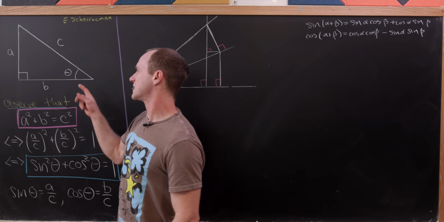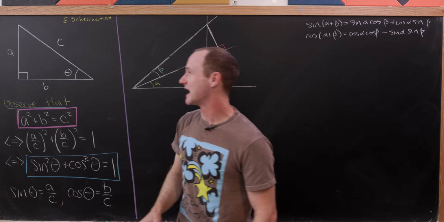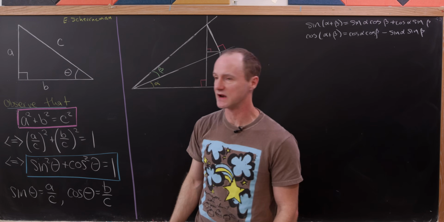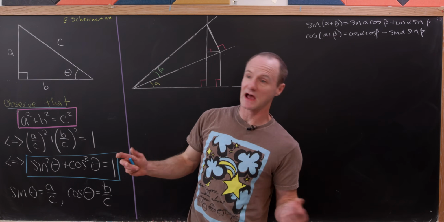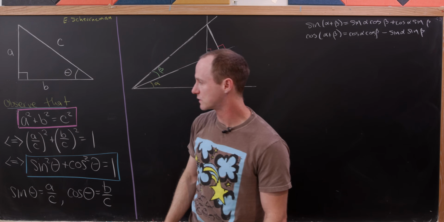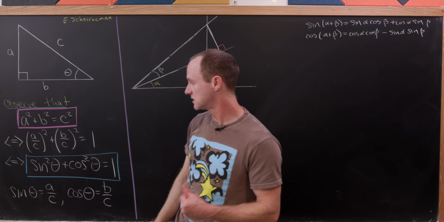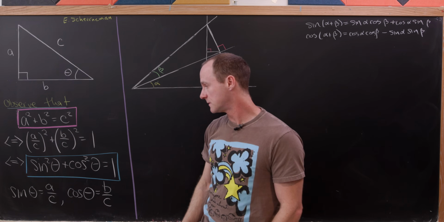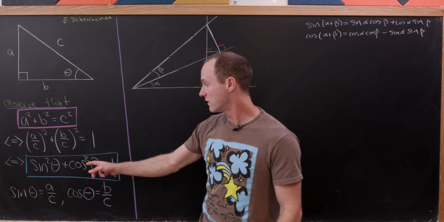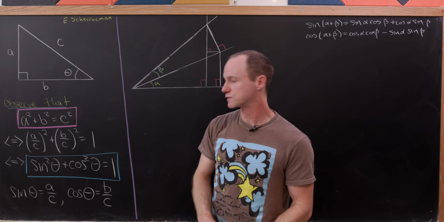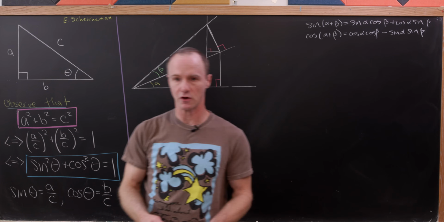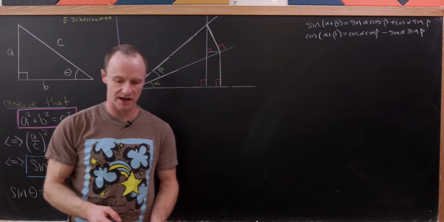Here we've got a right triangle with side lengths a and b and a hypotenuse of length c. I've put this angle here as theta. Now let's observe the Pythagorean theorem, a squared plus b squared is c squared, is equivalent to a over c squared plus b over c squared equals 1, which is in turn equivalent to sine squared plus cosine squared is 1, where sine is a over c and cosine is b over c. So we haven't done anything fancy yet.